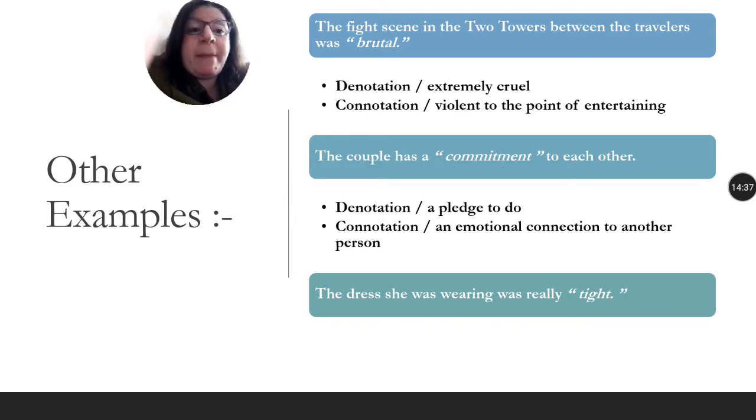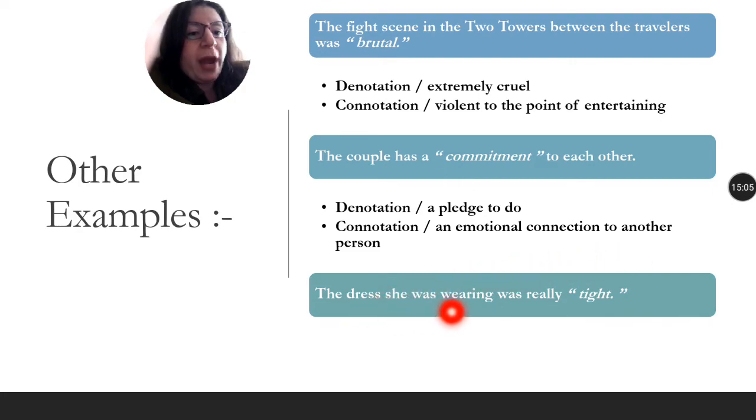Commitment, it means a pledge to do. Absolutely. When I have a pledge to do something, that's a commitment. I have a commitment to make this video for you. So it's a pledge to do. The connotation way, we can say it's an emotional connection to another person. And that can transfer the meaning of commitment in a connotative way or a denotative way.